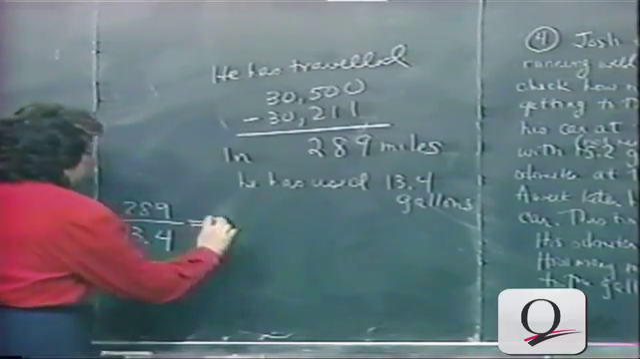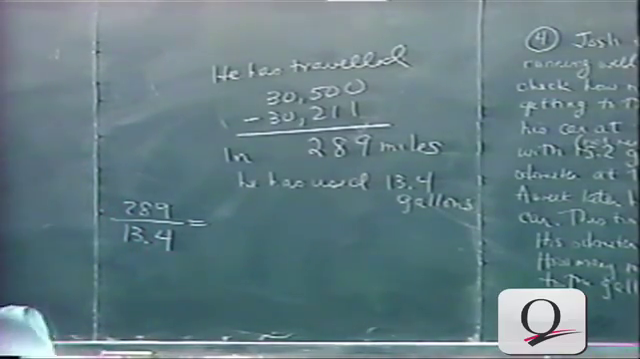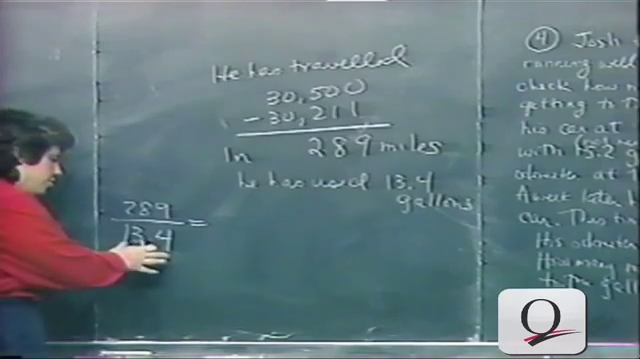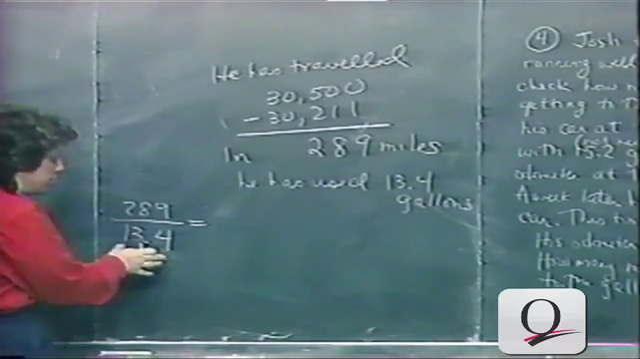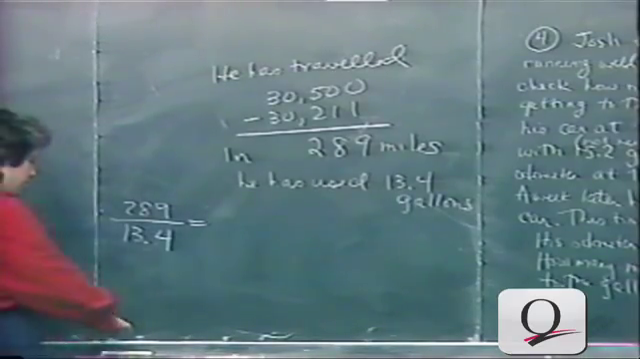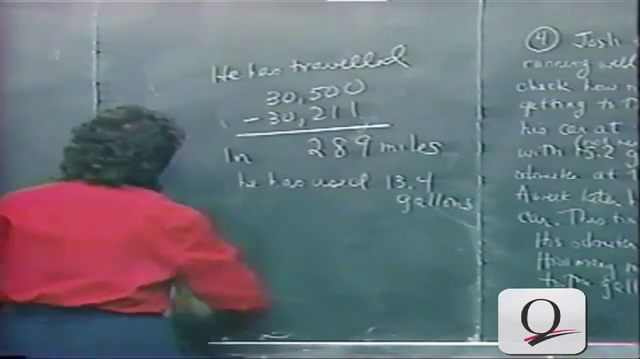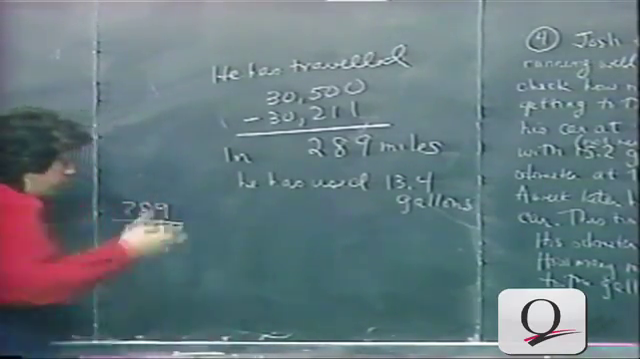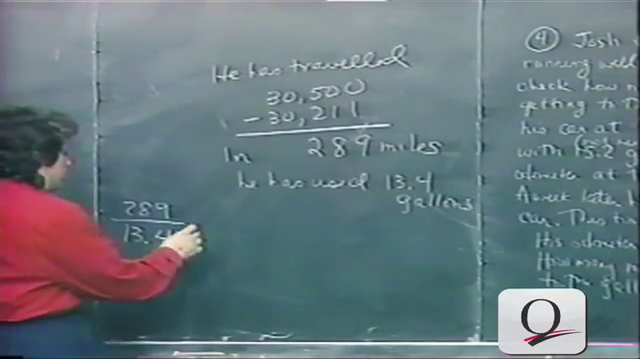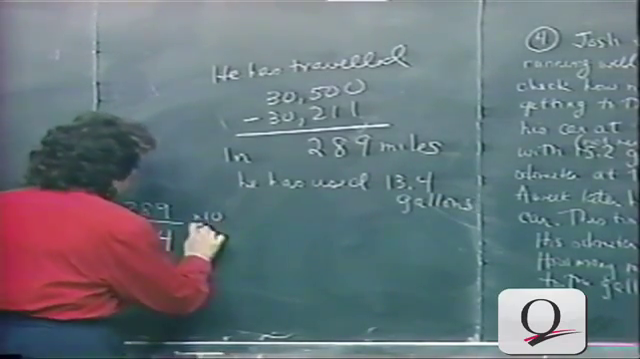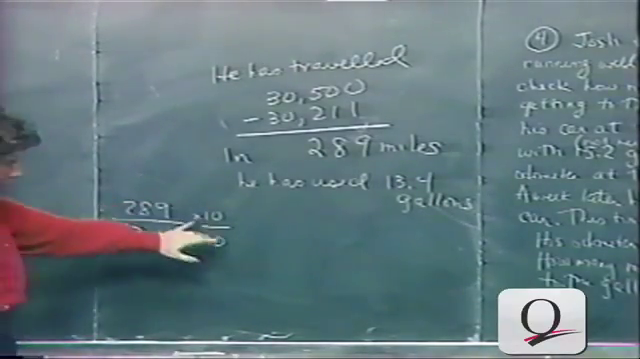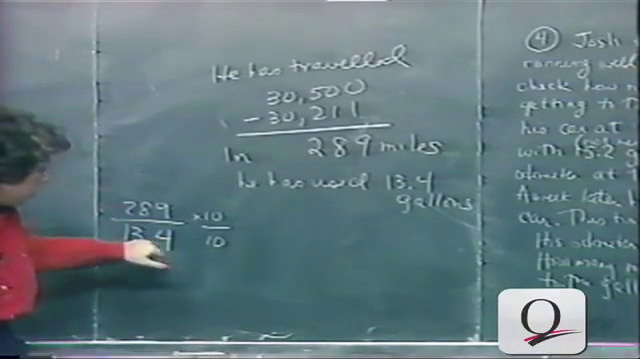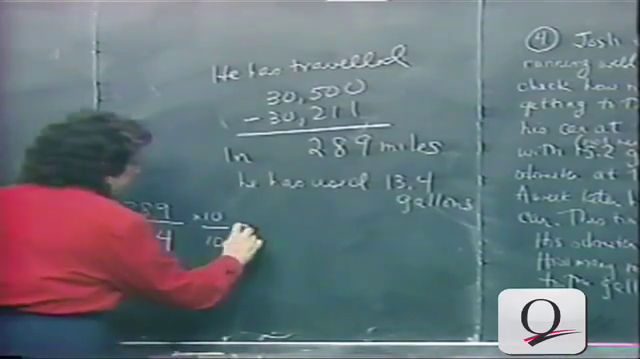Now, in the tape on decimals, we learned that in order to divide by a decimal, we really have to first modify the problem so we're dividing by an integer. To accomplish that, we multiply the numerator and denominator by the appropriate power of 10. So what we're going to do here is to multiply the numerator and the denominator by 10, and that will shift the decimal one point to the right.